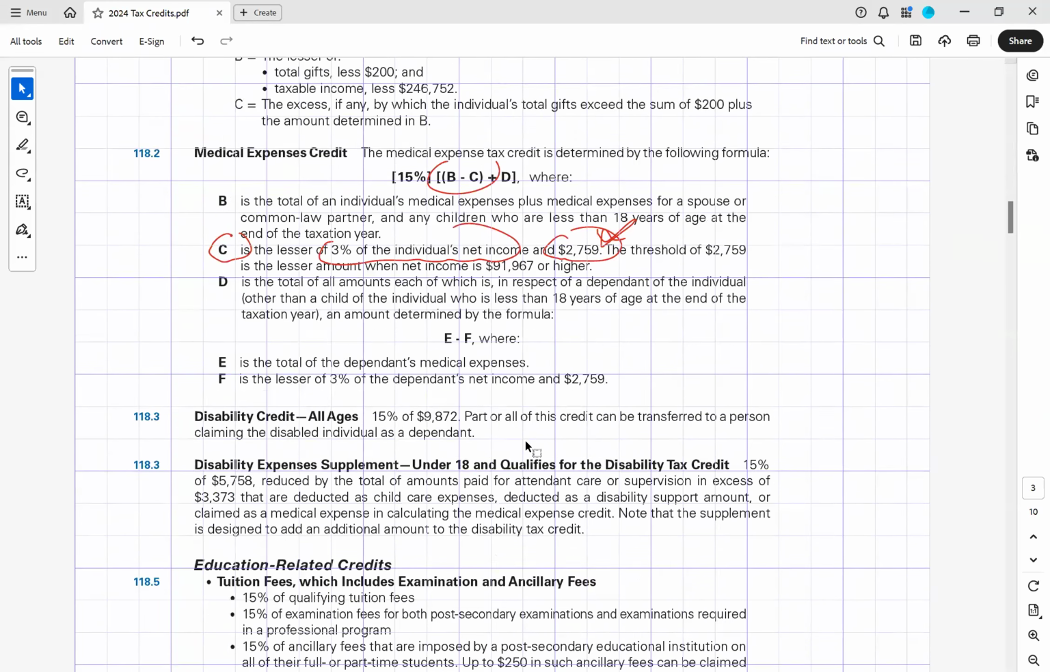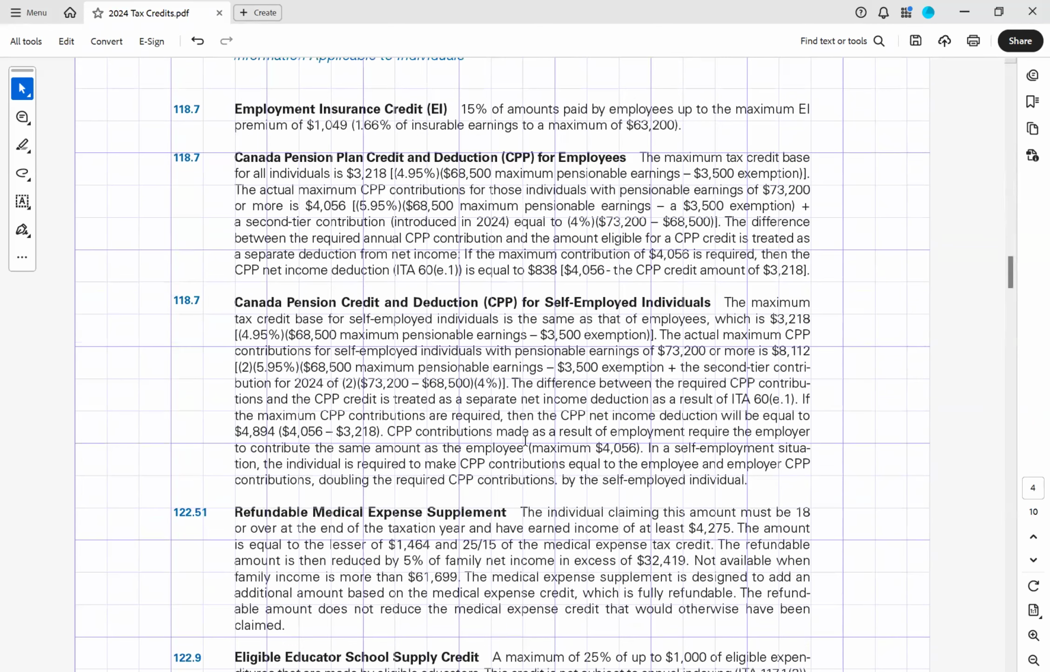find the CPP amount, and the maximum for CPP is, what was it again? 4056. And remember, we said that with this amount, part of it will qualify for a tax credit. The tax credit will be 3218, and then the difference, 838, will be a deduction when calculating net income.